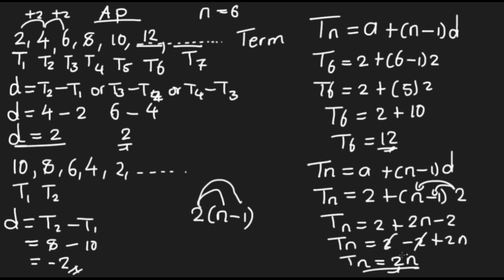This 2n can be used to find any number given the position. For example, if you want the 7th term, I'll just say 7 times 2, which is 14. Like that. So that is how you are supposed to find the formula for the nth term.